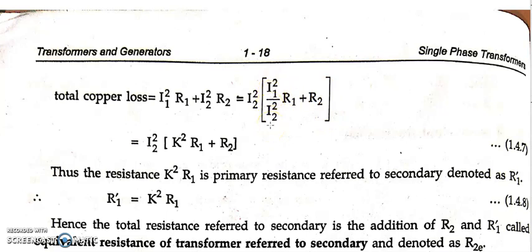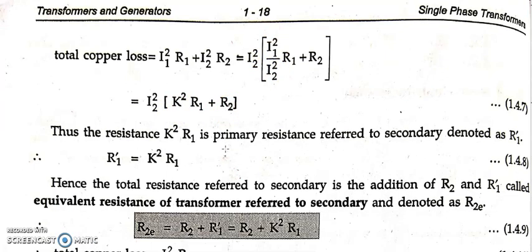In that earlier case, I2 by I1 was equal to 1 by K, but here we directly have I1 by I2, so it will be K, precisely K square, because it has a square in both numerator and denominator. So what happens? K square R1 plus R2. Now, since we have referred to the secondary side, I'm going to call K square R1 as R1 dash.